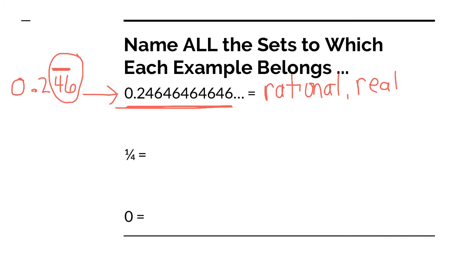All right, your job now is to finish these two. There are 3 on the next slide. I want you to name all of the sets to which each example belongs, and while you're working, I want you to pause and then come back when you're ready for checking.